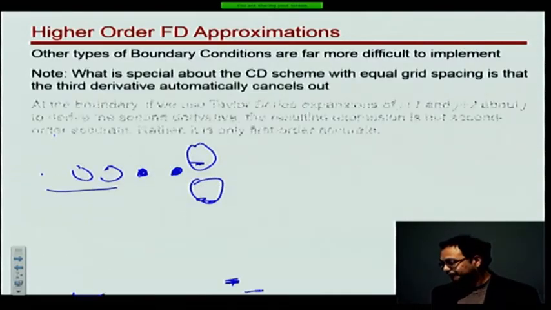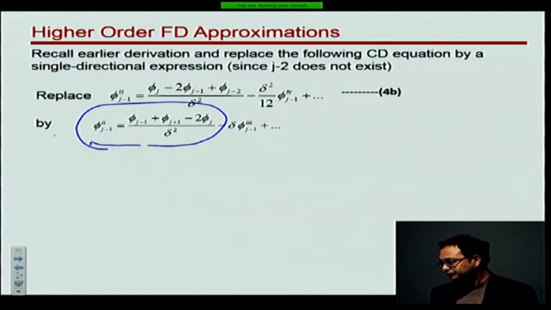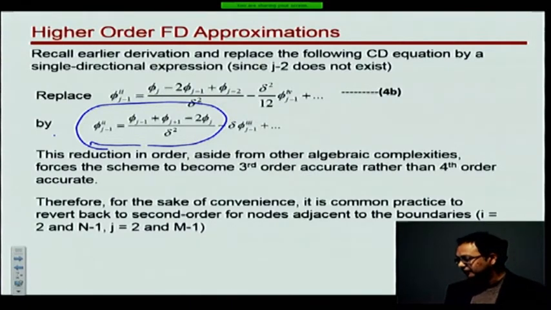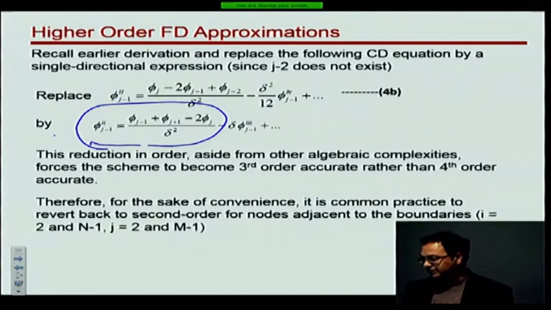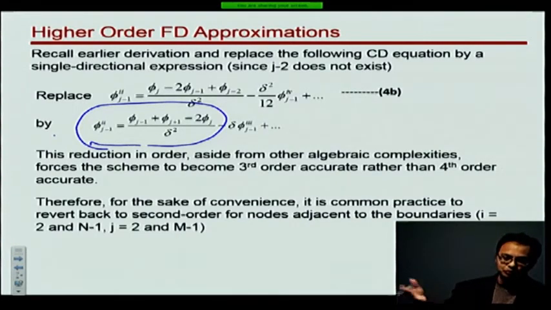So that's what I'm basically saying here, that the reduction in order is bad, and therefore for the sake of convenience it is common practice to revert back to second order, because even if we try to do a higher order expansion at the boundary, it's not very helpful, because as I said, with 4 expansions you'll still get third order accuracy.